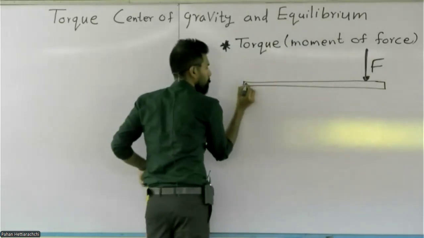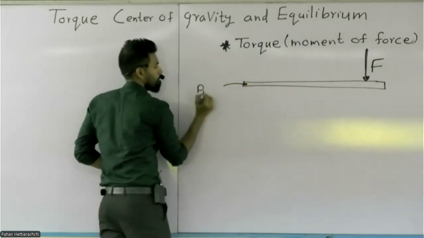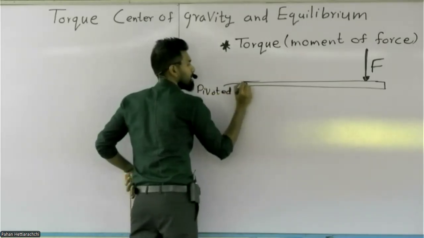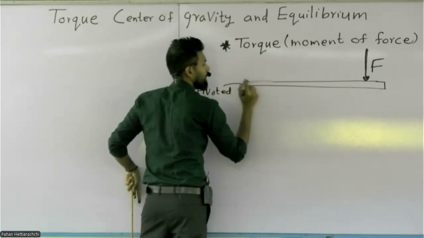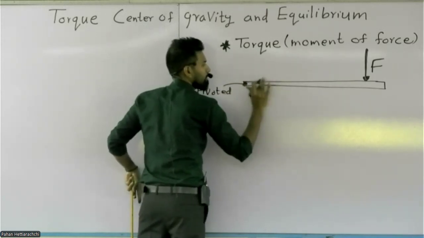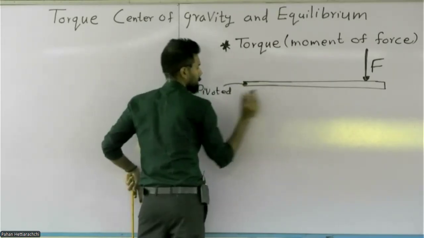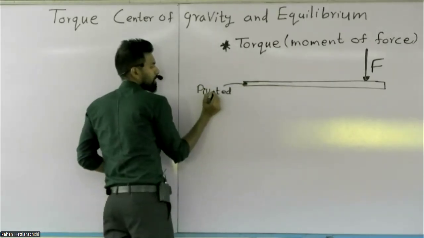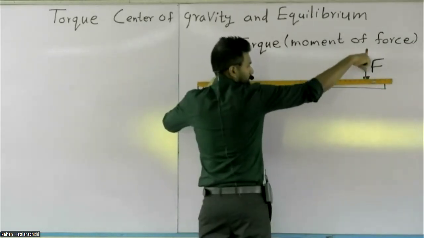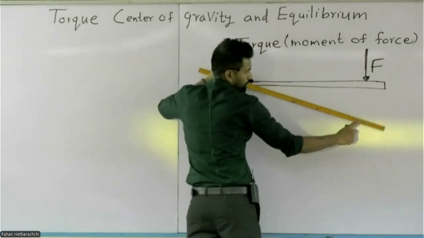This is pivoted from here. It's fixed in a manner where it can rotate. It's fixed from this edge, but it is possible to rotate. That is pivoted. When it is pivoted from this edge, and I'm applying a force like this, it will rotate.